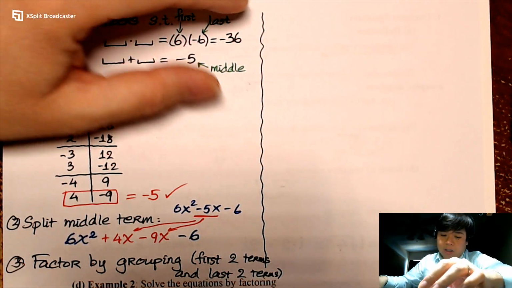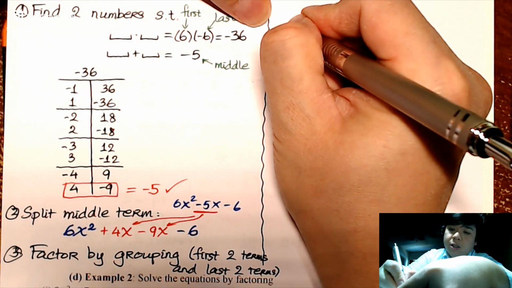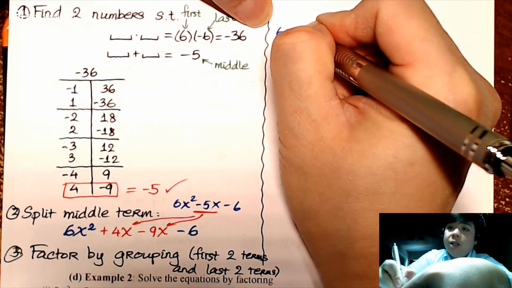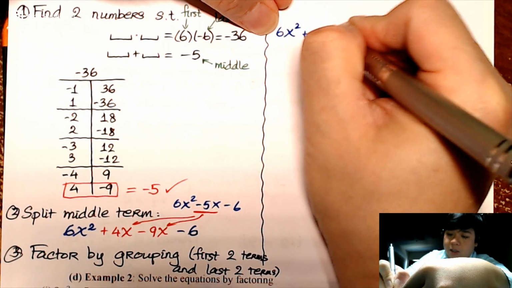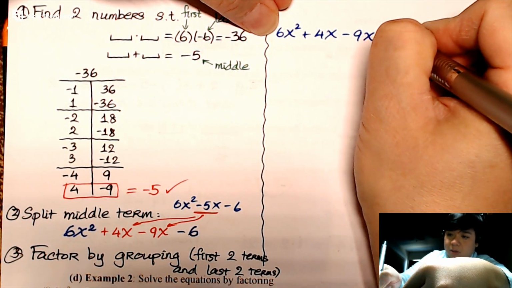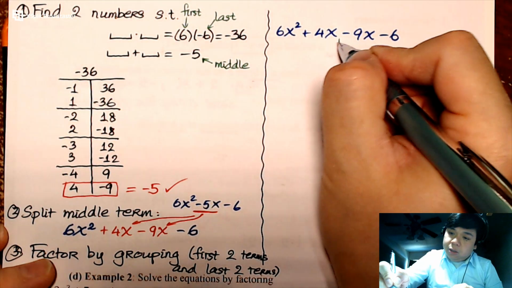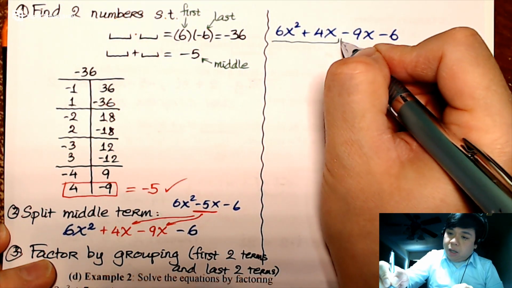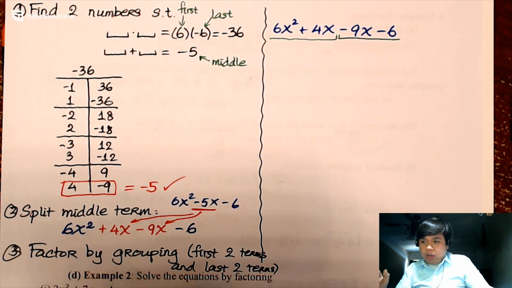So let me write. Okay. 6x squared plus 4x minus 9x minus 6. Okay. Now we group the first two and the last two. Okay, so what do they have in common? And we can factor out.